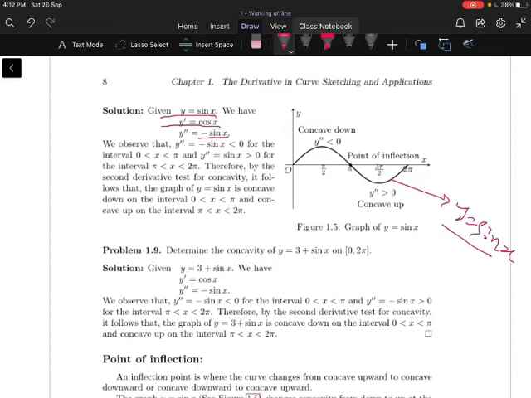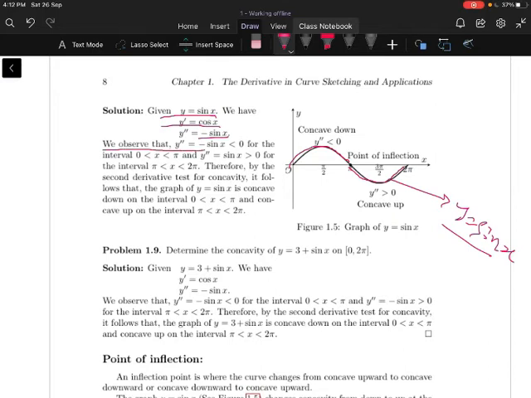So I think from this curve you can observe that it is concave down. For the interval 0 to pi, this figure shows that it is concave down. From pi to 2 pi, this curve is concave up. Let us check where the curve is concave down and where it is concave up for the interval 0 to 2 pi. Let us go through the theorem.